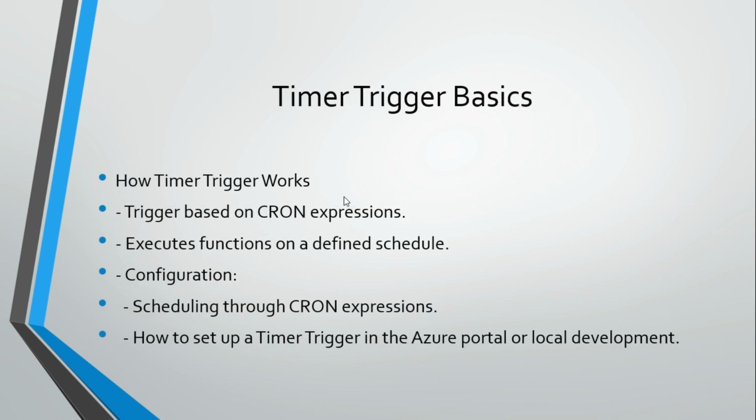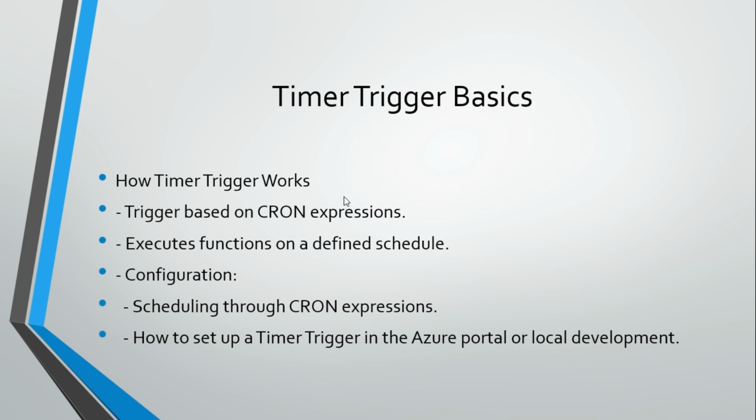So let's understand how timer triggers work. Timer triggers are based on the CRON expression. A CRON expression is one kind of expression which is used for scheduling. We will discuss it in more detail when we create an example. Basically it executes a function on a defined schedule.